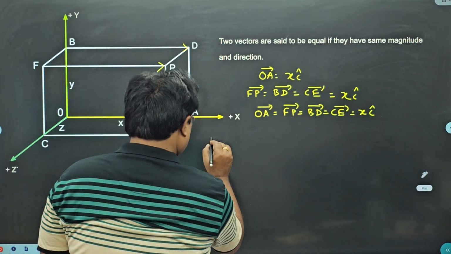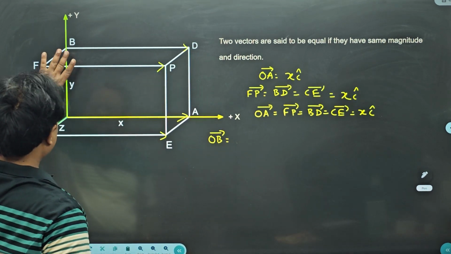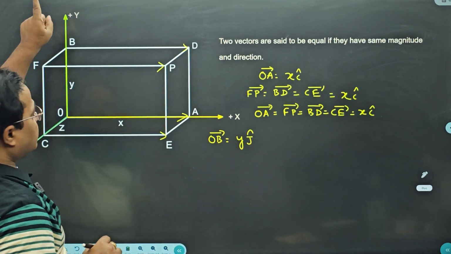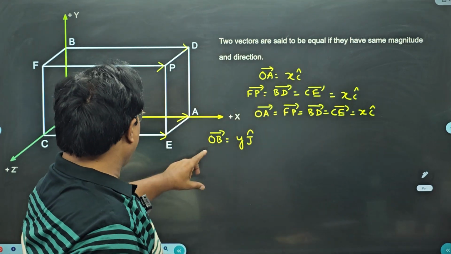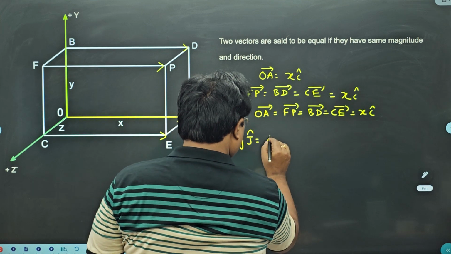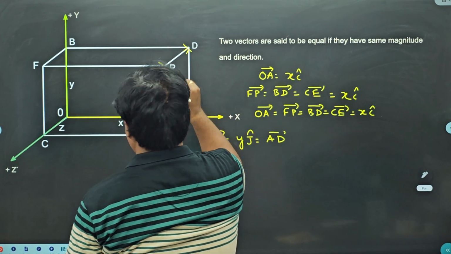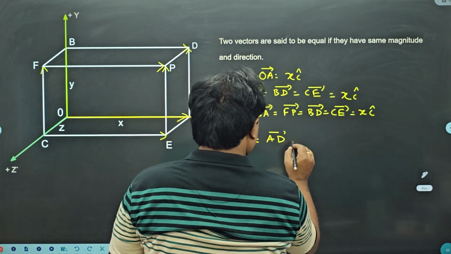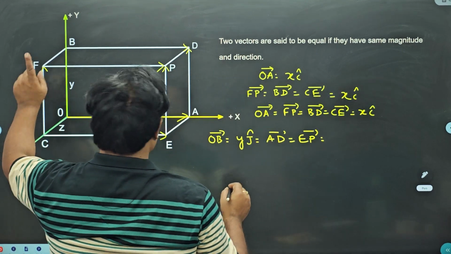Similarly, what is OB vector, my dear students? Vector has magnitude. Here the magnitude is y and the direction is j cap. Unit vector along positive direction of y-axis is j cap. Therefore, OB vector is equal to y j cap. That is equal to AD vector, EP vector and CF vector. Okay, AD vector equal to EP vector equal to CF vector.